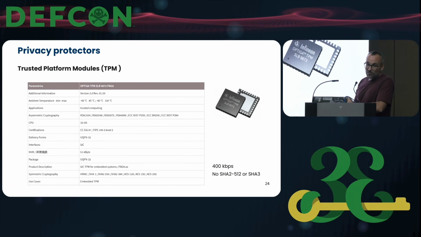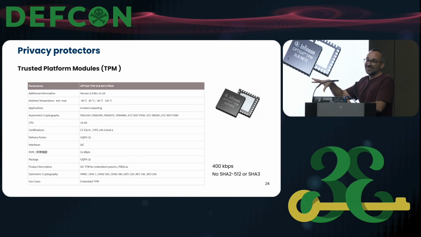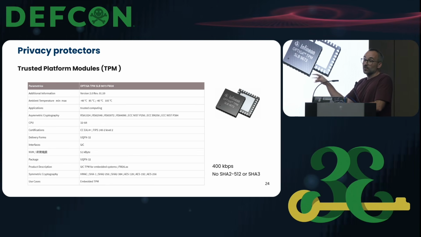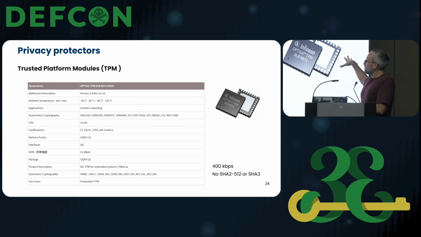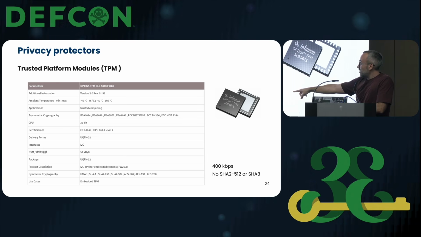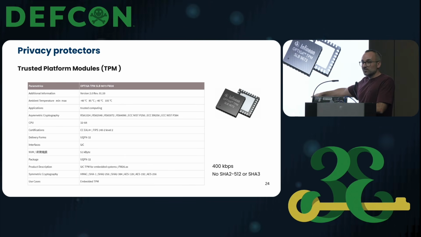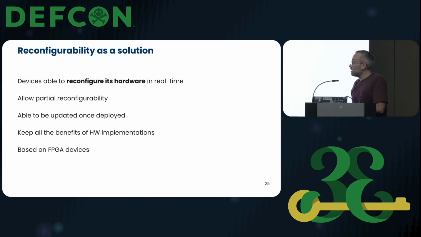Fortunately, TPM manufacturers know that, and they will implement algorithms that resist quantum computing, or not. This is the TPM from Infineon, and we can see at the bottom, symmetric cryptography, the algorithms that it supports, and there are no SHA2 512 or SHA3. So this kind of, or this group of TPMs will be vulnerable in time.